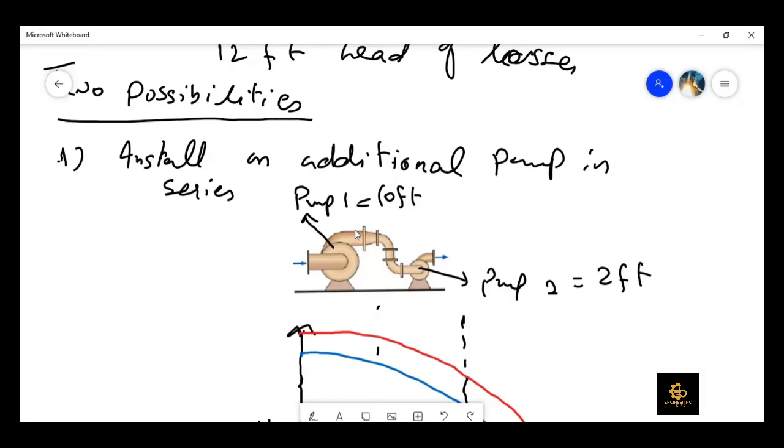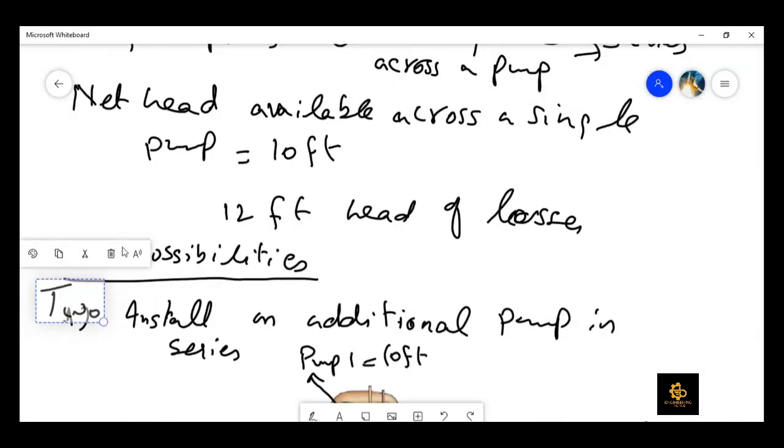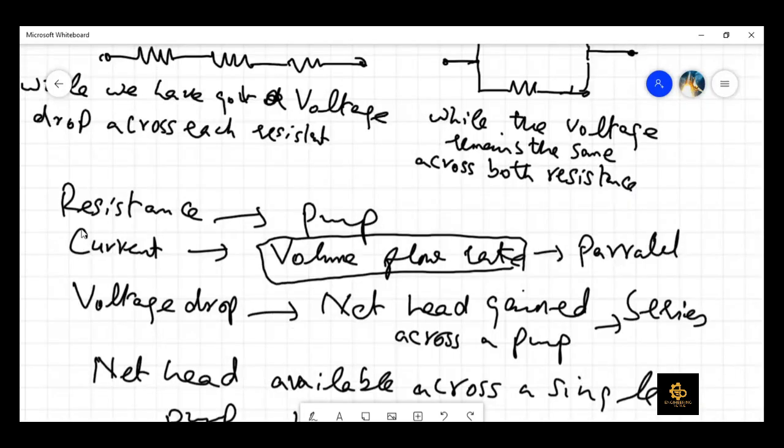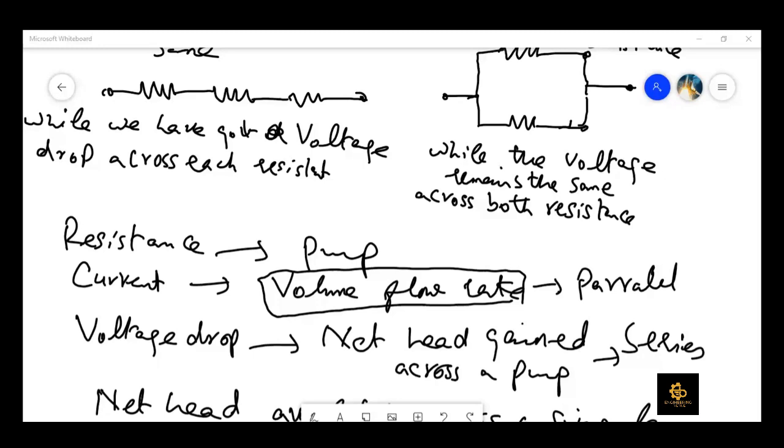When the requirement is multiple times the existing requirement, then we need to use multiple pumps, right? In that case, as I explained with the analogy between the piping system, pump system, and the electric system, if we need to increase the volume flow rate, then we need to use the parallel arrangement, and if we need to increase the net head across the pumping system, then we need to use pumps in series.